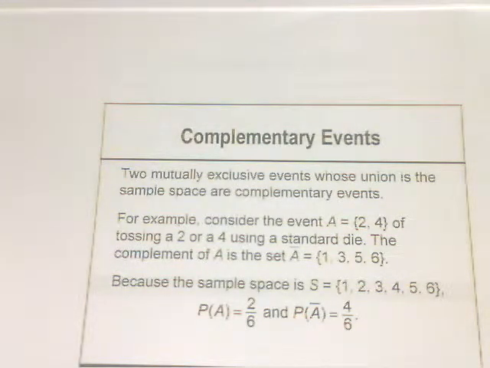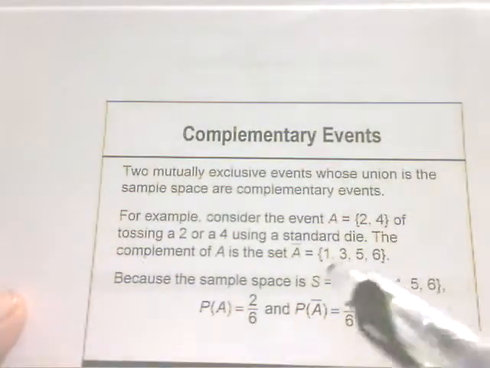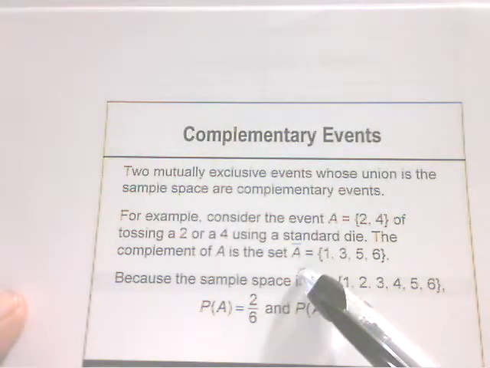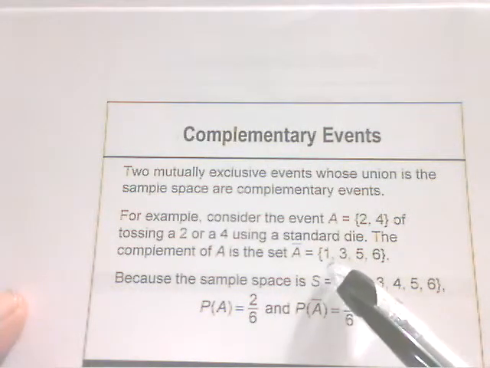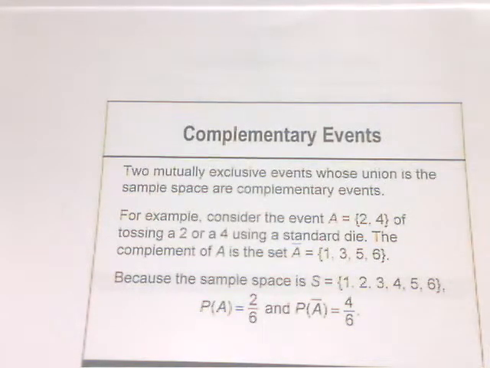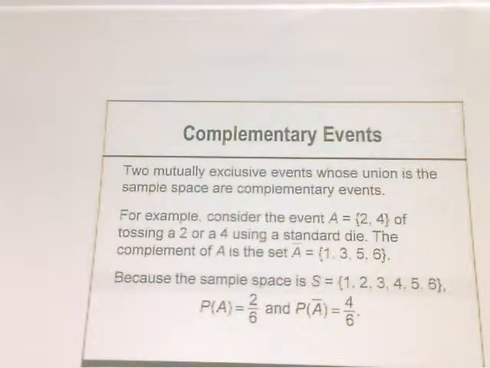Next, we'll look at complementary events. Two mutually exclusive events whose union is the sample space are complementary events. For example, consider the event A, which is going to be 2, 4, of tossing a 2 or 4 on a standard die. The notation for the complement of A will be A with a bar on top. That means the complement of A would be the numbers 1, 3, 5, and 6, because the sample space, of course, is 1, 2, 3, 4, 5, and 6. So if A is 2, 4, then the complement would be the remaining numbers 1, 3, 5, and 6.